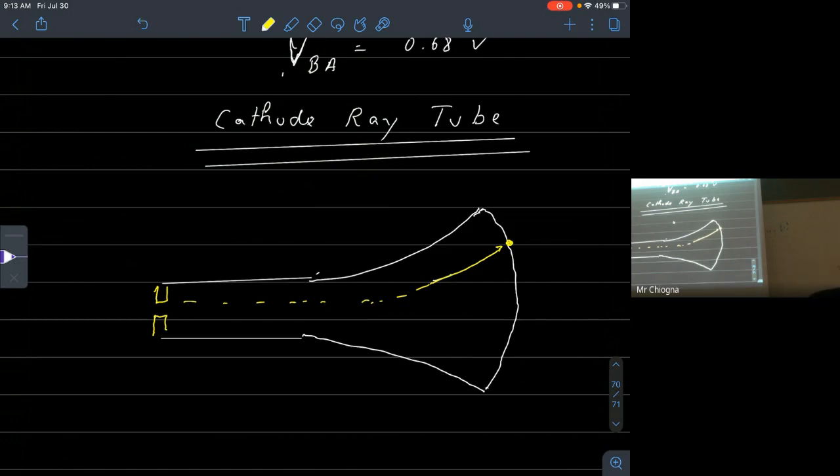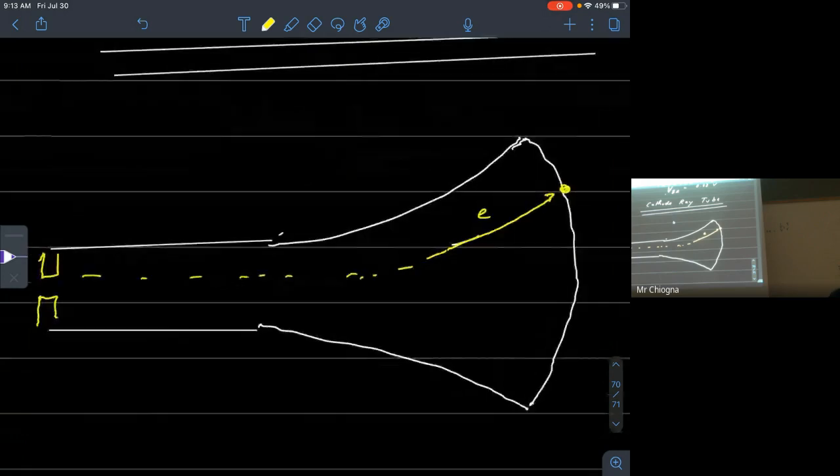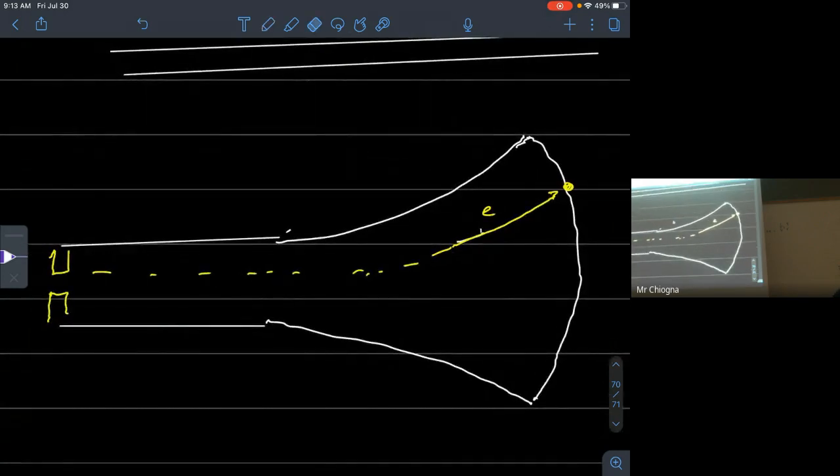So this is an electron beam of electrons. I'm going to redraw it in a second. I've got to go into more detail, but okay, I'm going to erase this yellow beam. I'll come back to it.